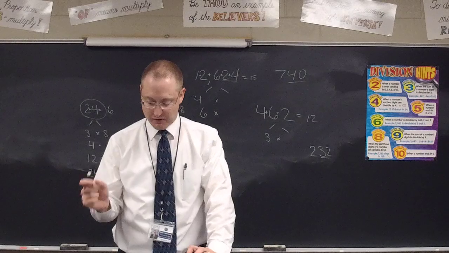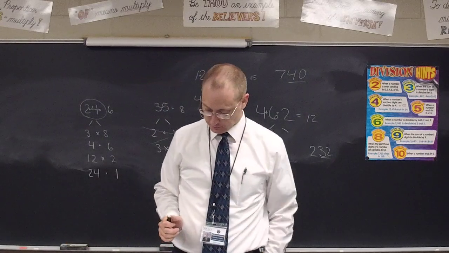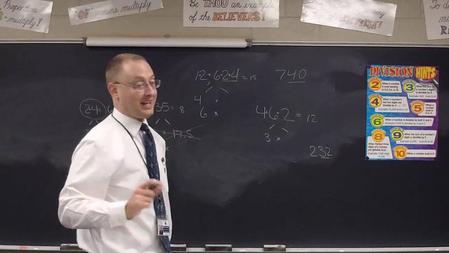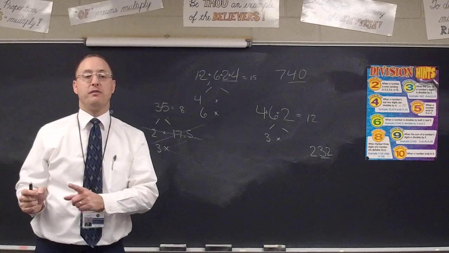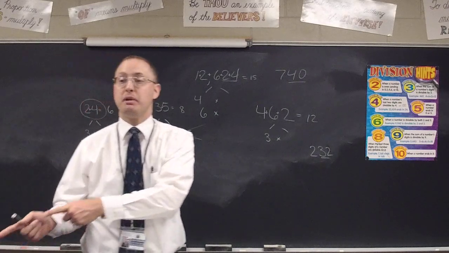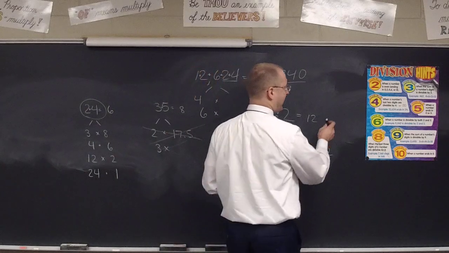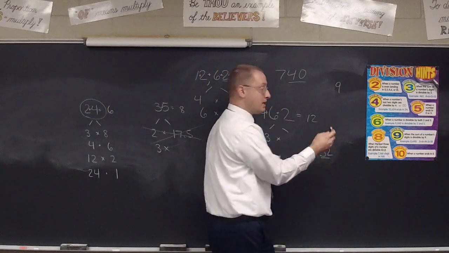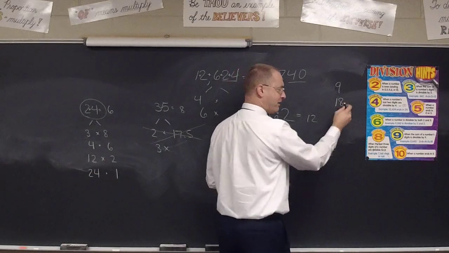The rule for 9 is very similar to the rule for 3. Read that for us, Paige. The sum of the digits is divisible by 9. Now that's different. The sum of the digits has to be divisible by 9. If it's divisible by 9, will it be divisible by 3? Yes. What kind of numbers would be divisible by 9? Well, 9 is divisible by 9. 18 is divisible by 9. What else, class? 27.